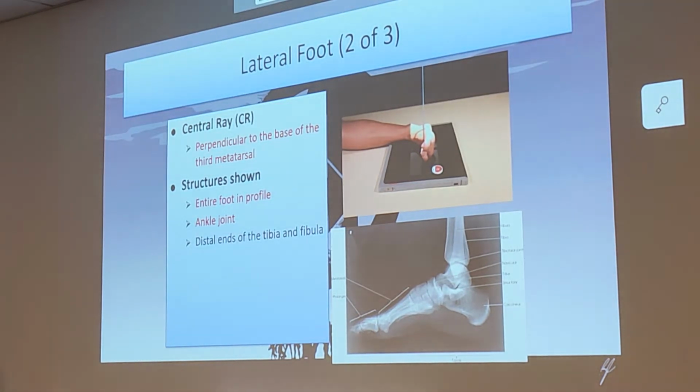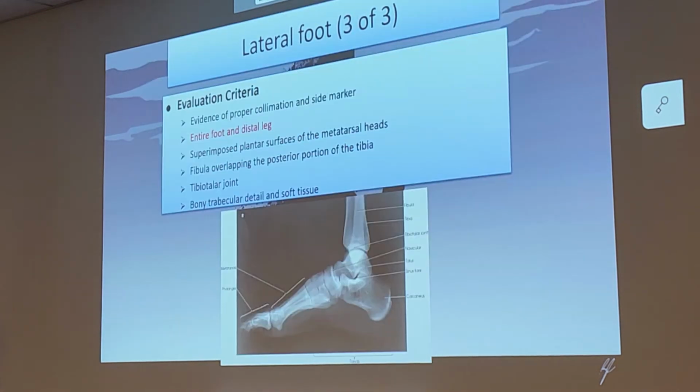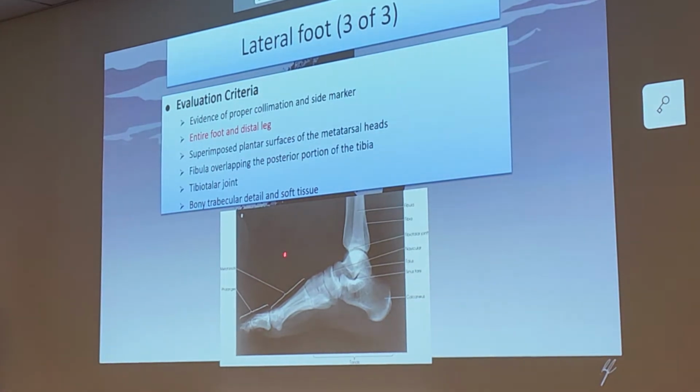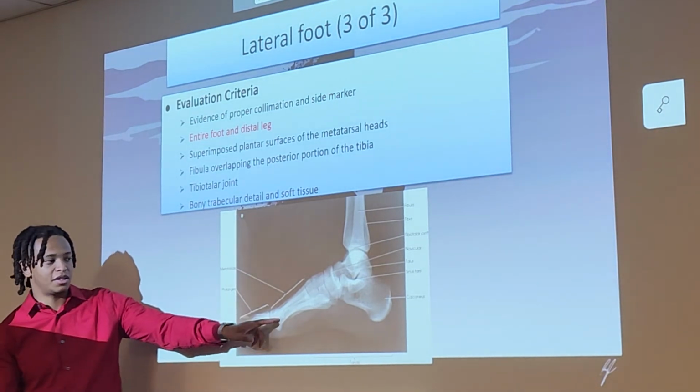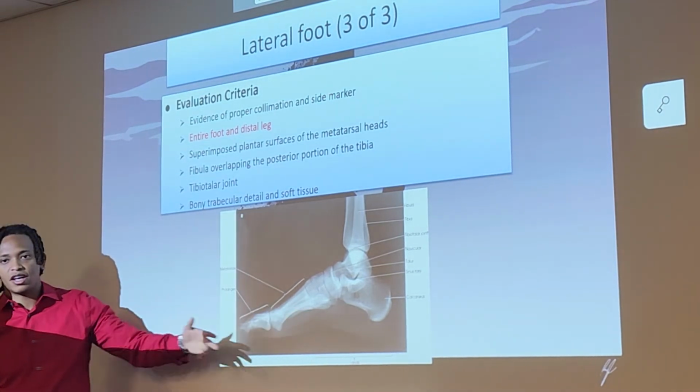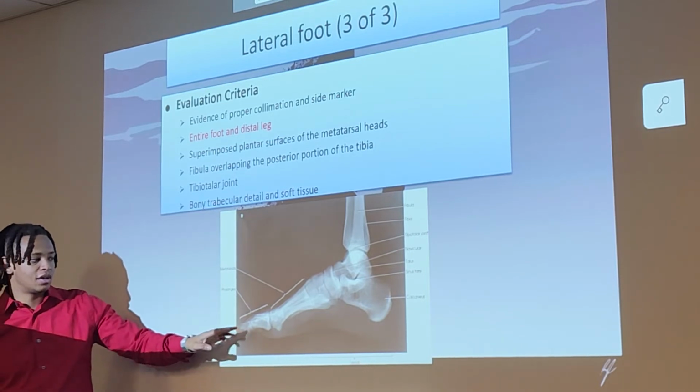Alright, we're going to the next. Okay, and then evaluation criteria, again, collimation. It's a little bit more open, there's a lot more space, but that's just how it has to be because of the anatomy. So you have the entire foot and you have the distal leg, right? And superimposed plantar surface in the metatarsal place. So compared to the oblique or the AP, you can see how this is completely superimposed. That's how you know you have a good lateral.